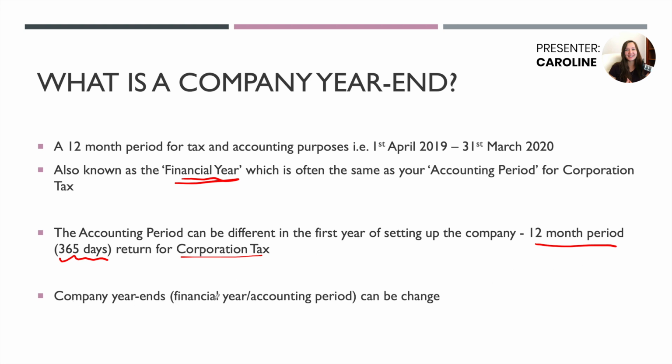Company year-ends, also known as the financial year and accounting period, can be changed. So these can actually be amended. You can only extend the period one time for limited companies in a 5-year period. Otherwise, you need a special exemption if you want to do it again. But you can shorten it as many times as you want.